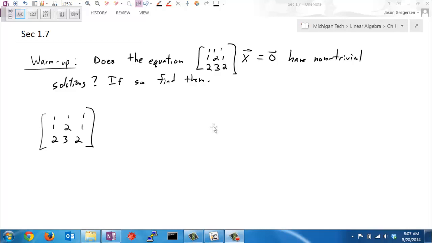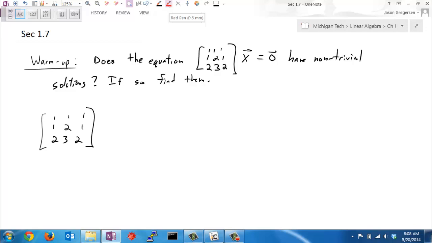All right, so let's start with the warm-up. Does this equation, matrix times x equals the zero vector, have non-trivial solutions? We know it has solutions. We know it's consistent because it's a homogeneous equation. So we want to find out if it has non-trivial solutions. So what are we going to do?